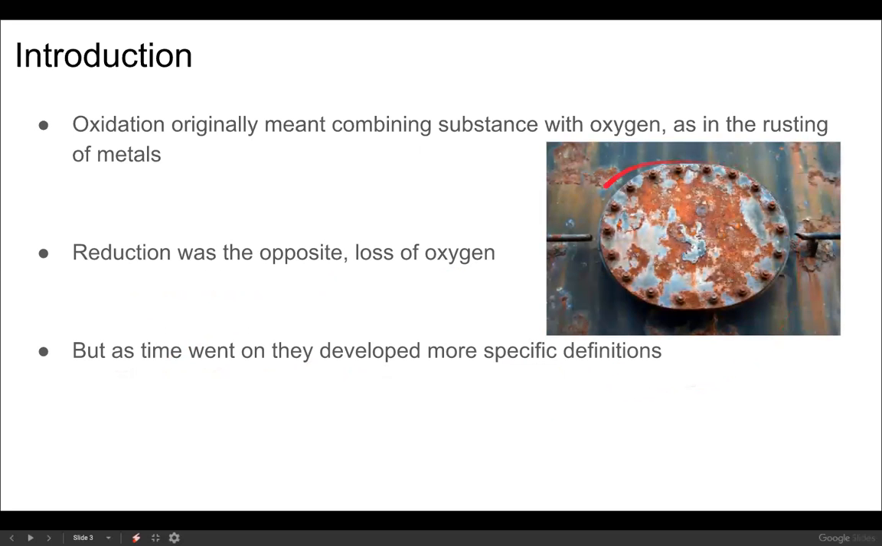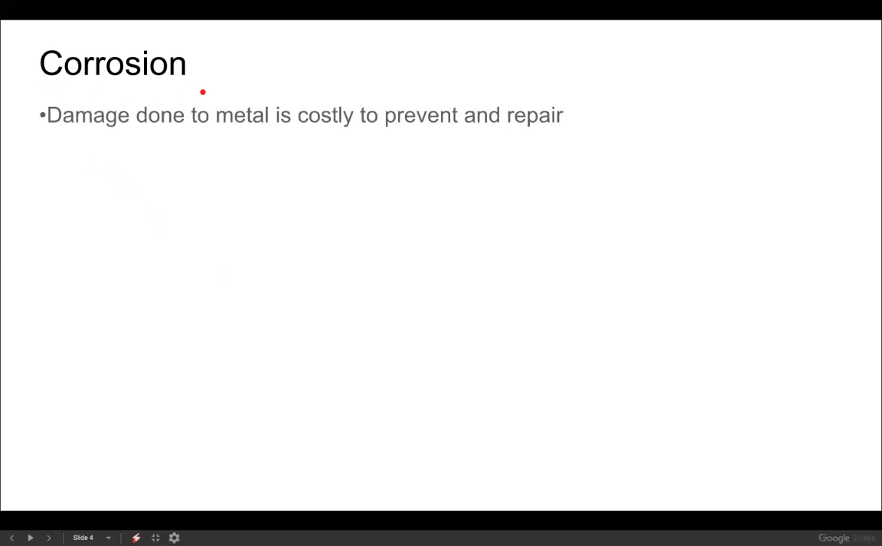And here we see a good example of oxidation. We see a nice metal rusting away, and this is what we thought was happening, that it was simply oxidizing. So corrosion is something that we brought up in the very beginning of class, way back in September. And in our first unit, we introduced corrosion as a chemical reaction. And corrosion is damage done to metal, and it is costly to prevent and also costly to repair.